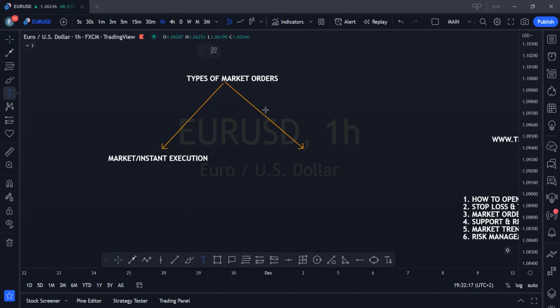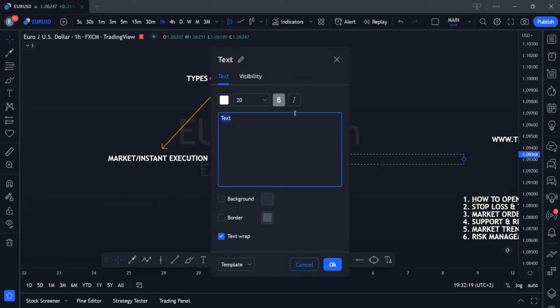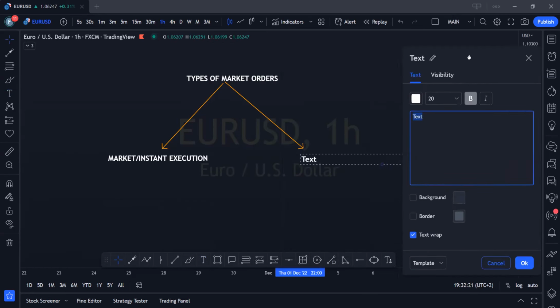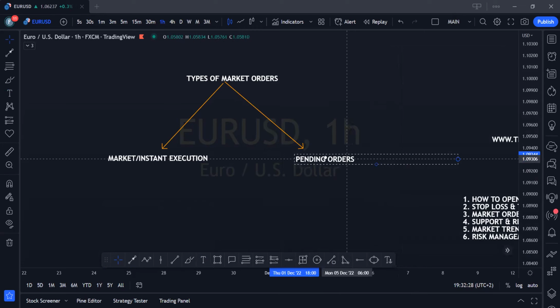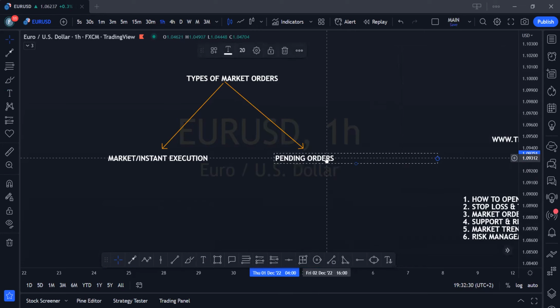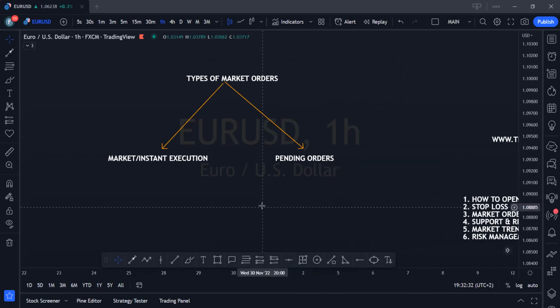And then the second type of market order, we call them pending orders. Okay, we call them pending orders. So a pending order is choosing to enter a trade at a later date. So right now, let's assume that the Naira to dollar is, let's say, 740. So 740 Naira to $1, right?